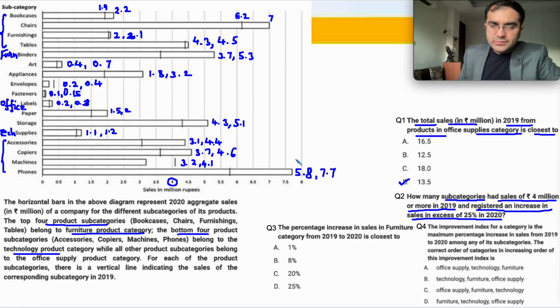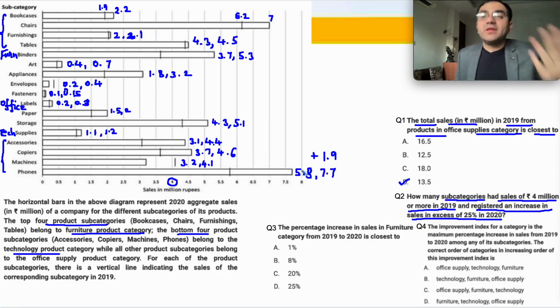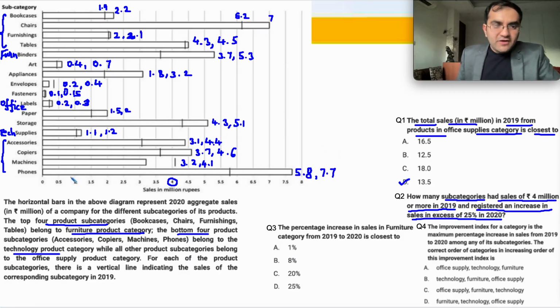And we come to the last one. 5.8 to 7.7 is an increase of 1.9. And 5.8 divided by 4, or approximately 6 divided by 4, I need an increase of more than 1.5. So I have an increase of more than 1.5. So phones is the only one registering an increase of in excess of 25%. 1 is the right answer for question number 2.